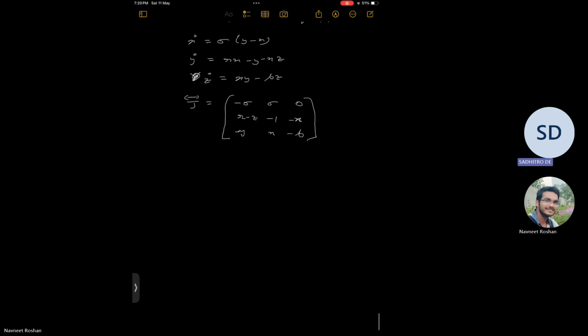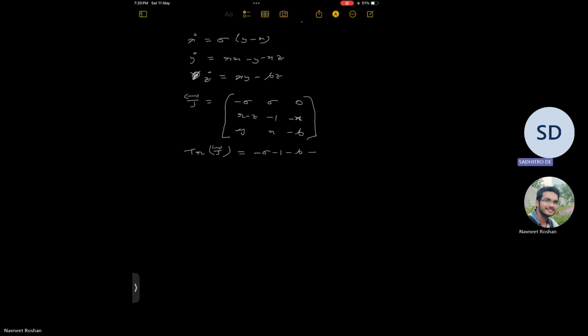One interesting thing that you can directly read out from the Jacobian matrix is what is the trace of the Jacobian? Trace is nothing but minus sigma minus 1 minus v. And this was nothing but equal to the rate of volume contraction, which we had seen in the previous class. So the trace of the Jacobian basically gives me this quantity, which gives me the rate of contraction or expansion of an infinitesimal volume. Okay.